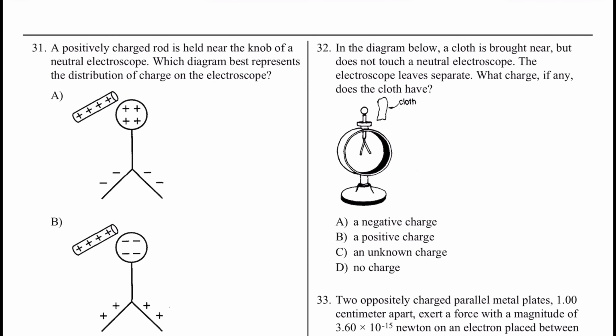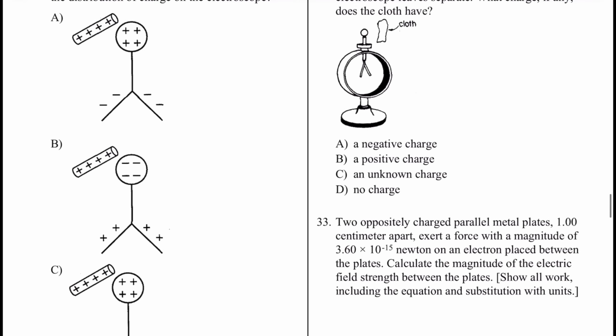31. A positively charged rod is held near the knob of a neutral electroscope. Which diagram best represents the distribution of charge on the electroscope? So a positively charged rod is being held near a neutral electroscope. Remember that opposite signs attract, so the electrons in this electroscope are going to be attracted to the positive rod. All the electrons will come rushing to the head of the electroscope, and all the protons will be pushed down towards the bottom, towards the leaves, right? So it's going to end up looking like choice B. See, negative and positive attract, and then positive and positive repel, which is why they're so far away.